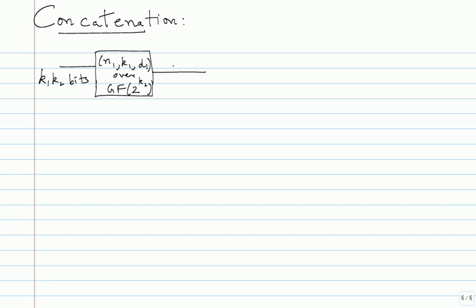N1, K2 bits. So I'll write N1 symbols, and I'll write K1 symbols here. N1, K2 bits. So you take each symbol, which is actually K2 bits, and then further encode that with an N2, K2, D2 binary code. So what I'm going to apply here is the same, yeah, N2, K2, D2 binary code.